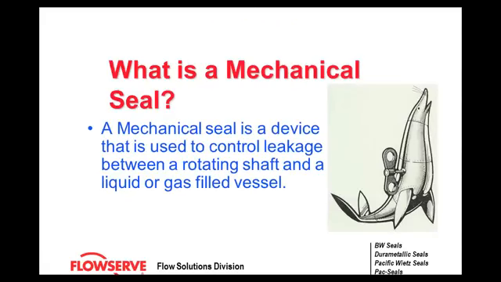Now, what is a mechanical seal? A mechanical seal is a device that is used to control leakage between a rotating shaft and a liquid or gas-filled vessel. Now, the key term here is controlled leakage. You may or may not have heard this term before, but all seals leak. They have to. You have to maintain a fluid film across the entire mechanical seal face. Now, the leakage that comes out into the atmospheric side is generally very, very low. A lot of times it's measured with a VOC meter, and it's in the parts per million.